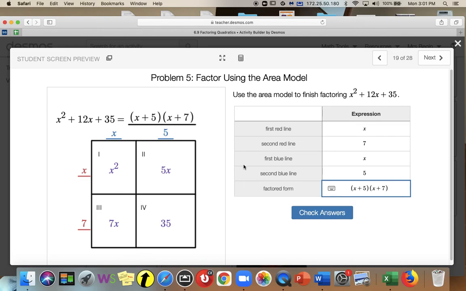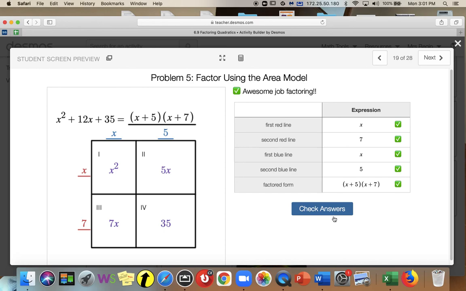Okay. So there's our factored form, x plus 5, x plus 7. We can check our answers, and that's called factoring. The reason why it's called factoring is if we were to multiply x plus 5 and x plus 7, we'd get this inside, and that would give us standard form. So we're just basically going back and forth between the forms.